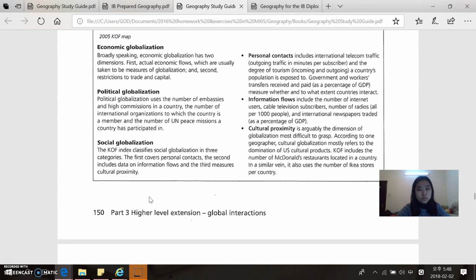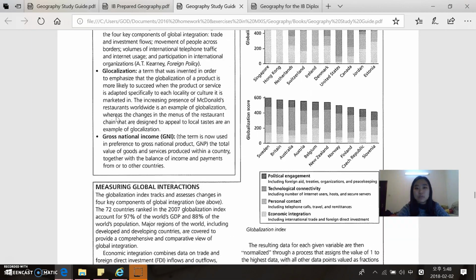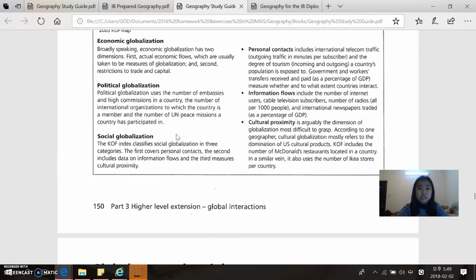And political globalization uses the number of embassies and high commissions in a country, and the number of international organizations to which the country is a member. That's actually pretty similar to the political engagement part over here, but it's better because it's not only considering how many international organizations the country is participating in. It also considers how many embassies and high commissions are in a country, and the number of UN peace missions a country has participated in. So it's much more detailed.